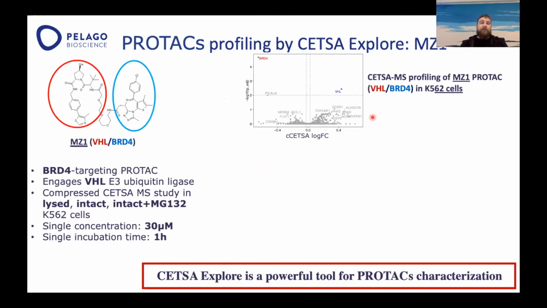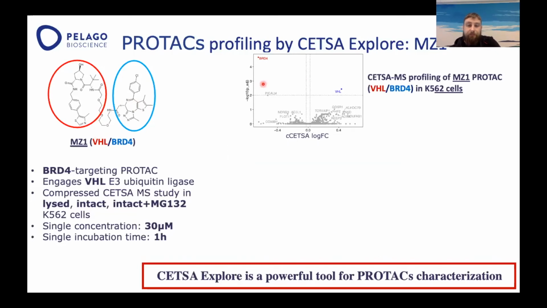And then we took it one step further and applied the CETSA MS to profile the PROTAC molecule. It's a chimeric molecule consisting of 2 parts, one of them recruiting an E3-ubiquitin ligase and another one recruiting the protein of interest. And by doing this, it will cause the ubiquitination and subsequent degradation of this protein of interest. So we took MZ1, a recently developed PROTAC molecule, which is a specific BRD4 degrader, and it works by recruiting the VHL protein as the E3-ubiquitin ligase.